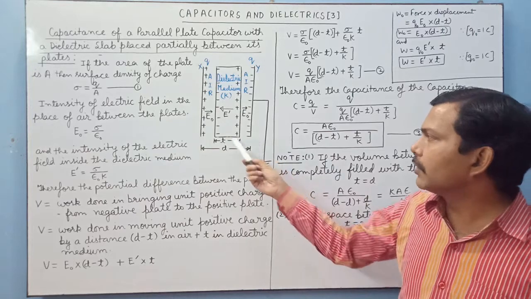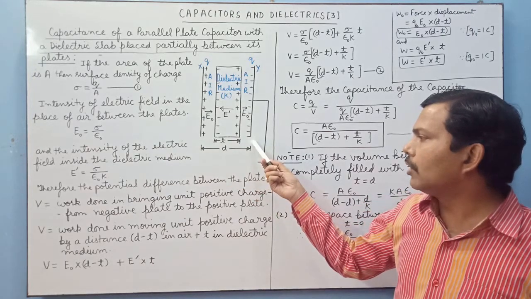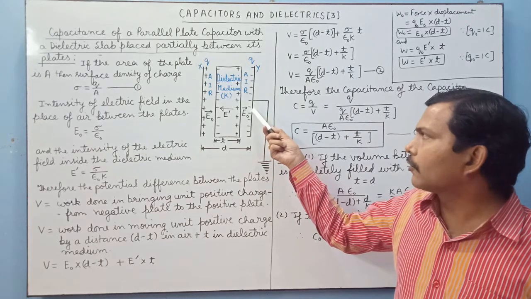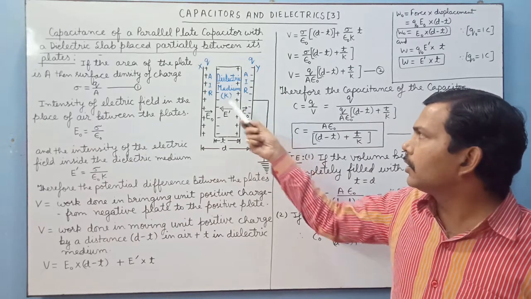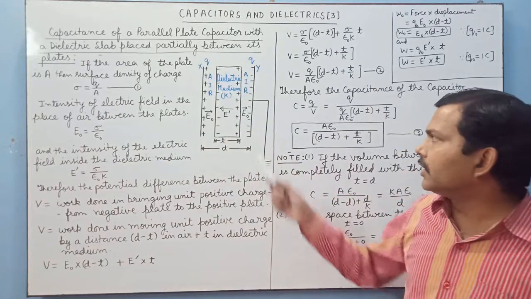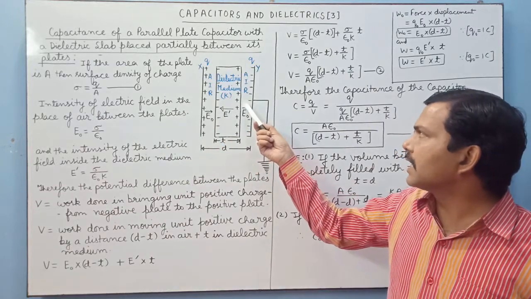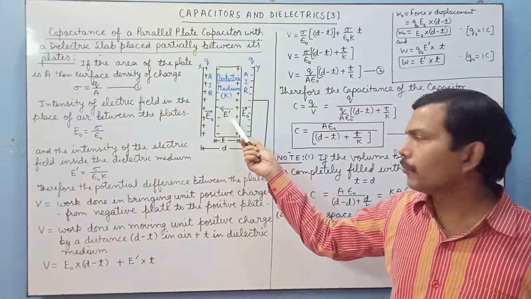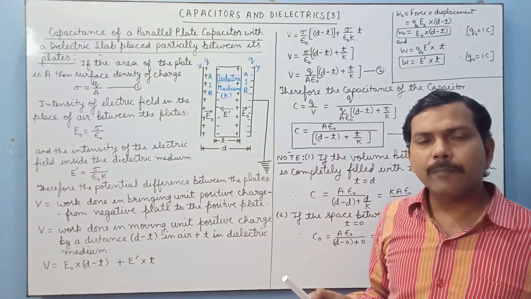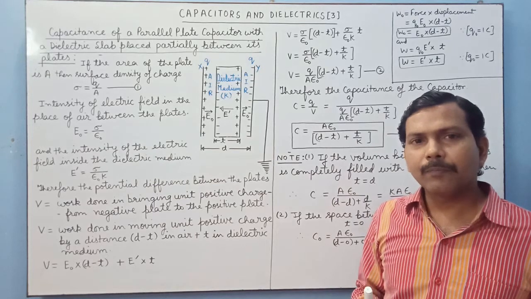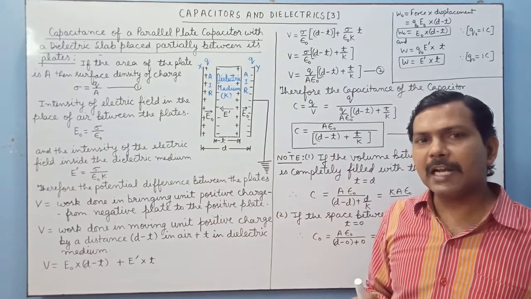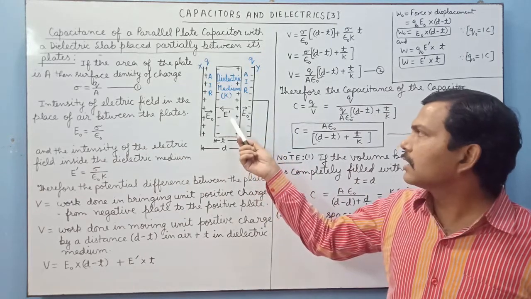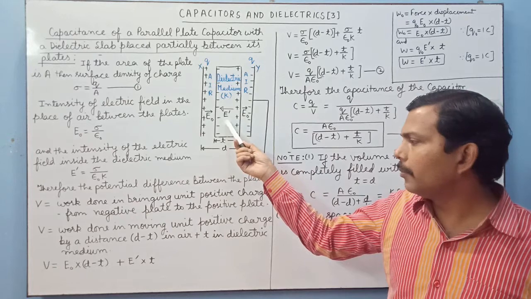The potential difference between the plates is equal to the work done in bringing a unit positive charge from the negative plate to the positive plate. This charge covers some distance in air and some distance in the dielectric medium. So the work done will be calculated in two parts. First, when the charge travels in air, and second, when the charge moves in the dielectric medium.